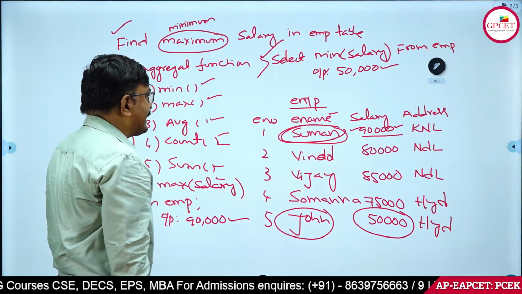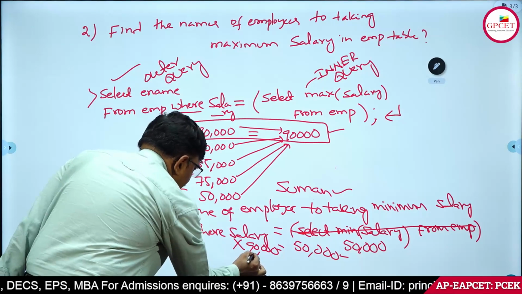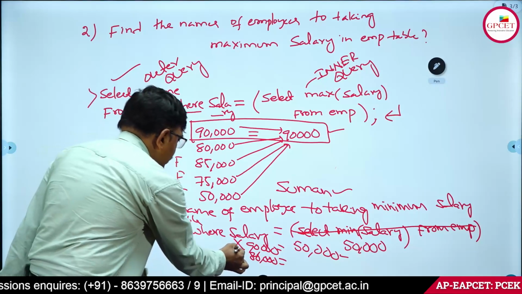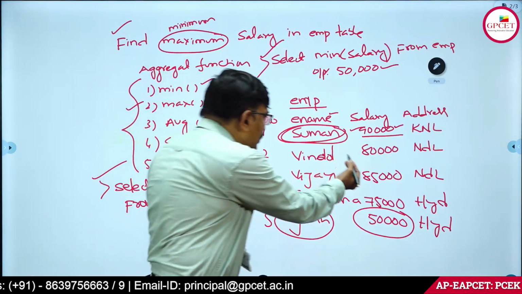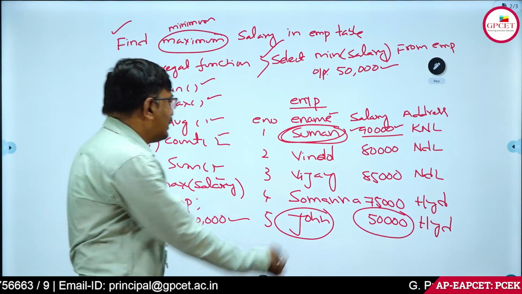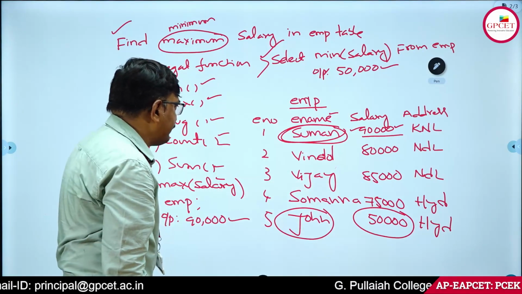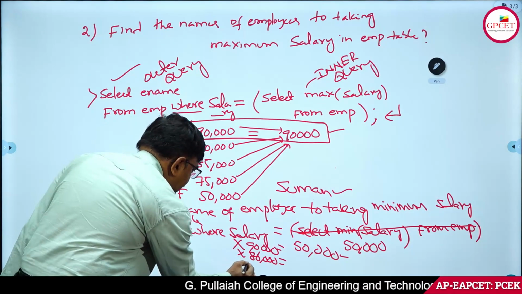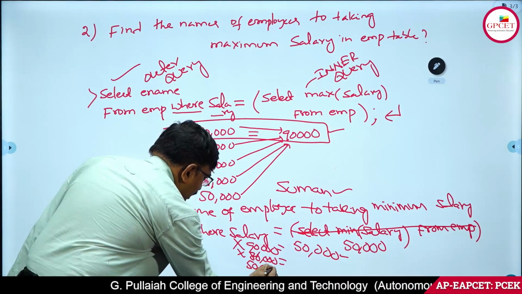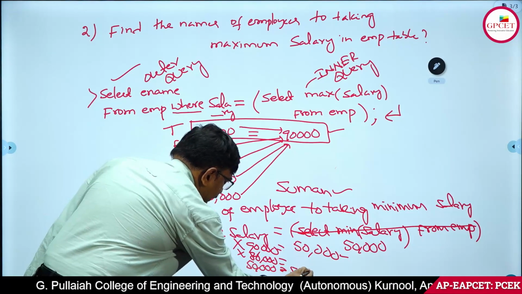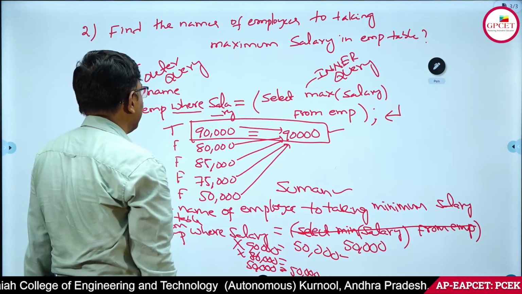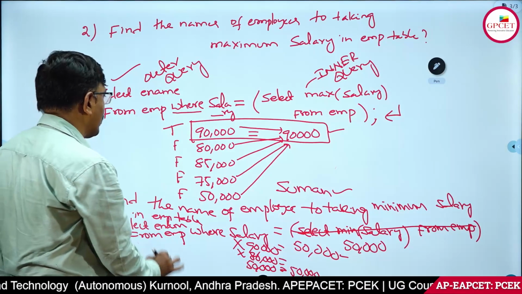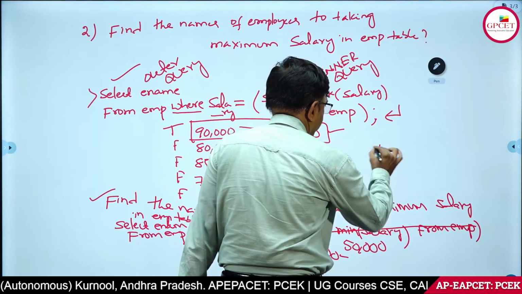Second case, 80,000 is equal to 50,000? No, false. Next, 85,000 is equal to 50,000? No. 75,000 is equal to 50,000? No. Then 50,000 is equal to 50,000? Yes. That's why, what is that name? That name is John. That's why my output based on the SQL is John.